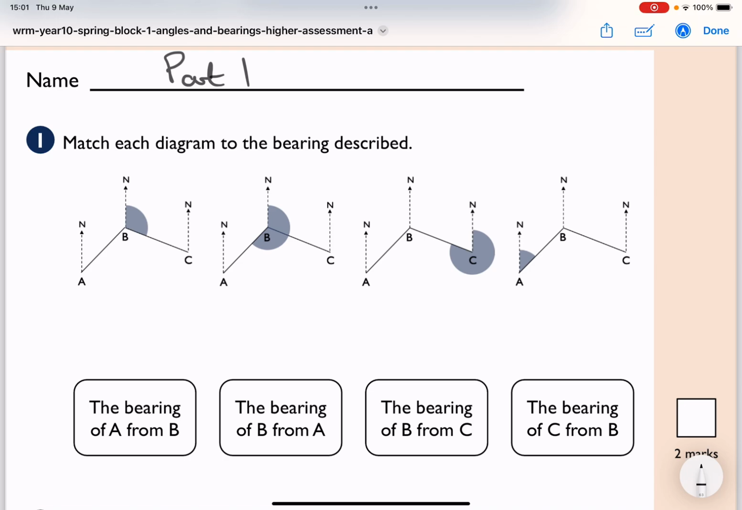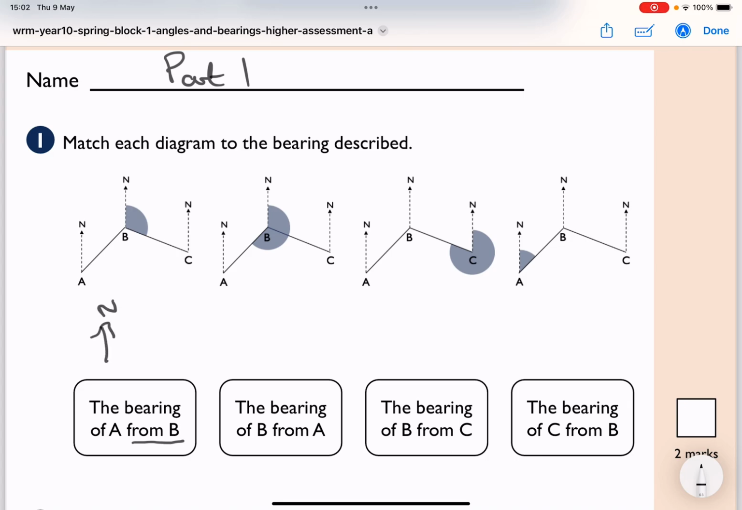The first thing to remember about bearings is that, written backwards, it's the bearing of A from somewhere, so from B. So I look at, first of all, where the bearing is at. In this case, I'm looking at the grey sectors. And I've also got to remember that they start at north. So they're all starting at north.